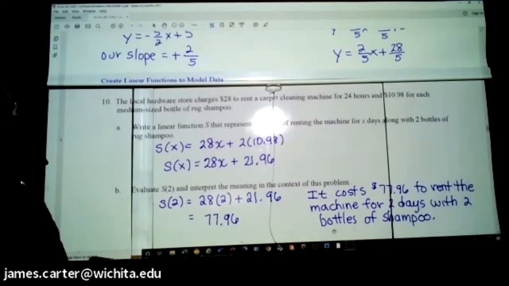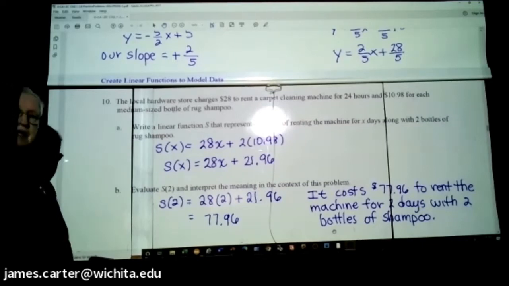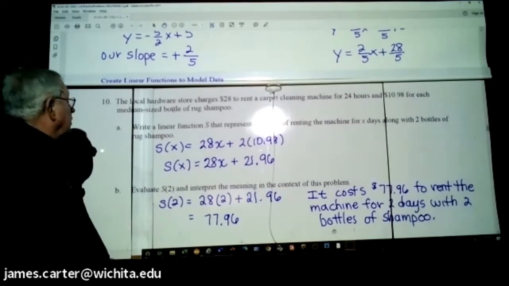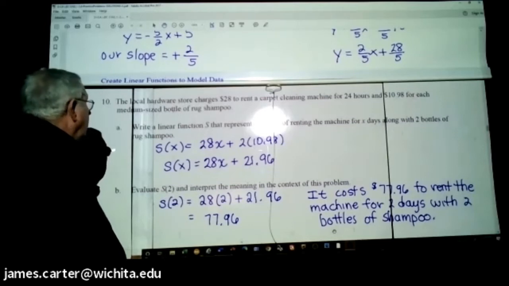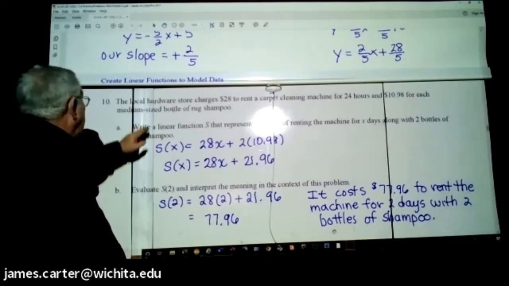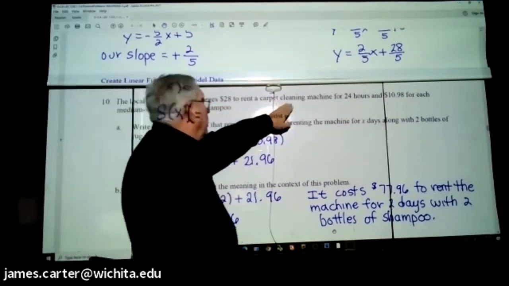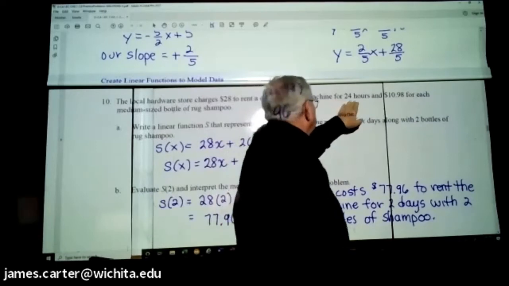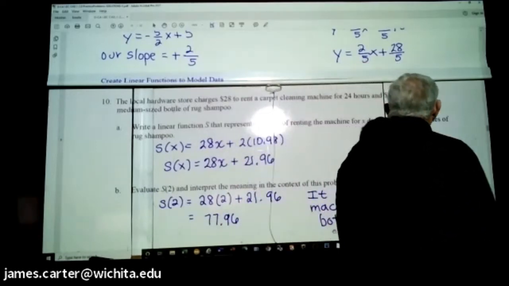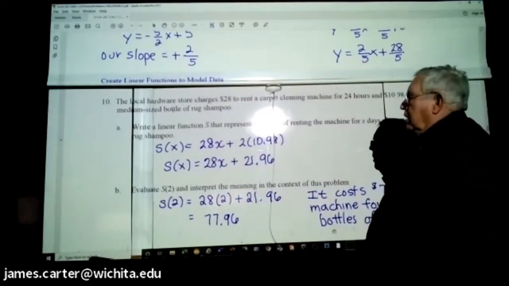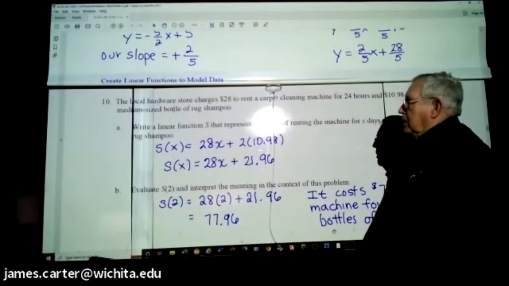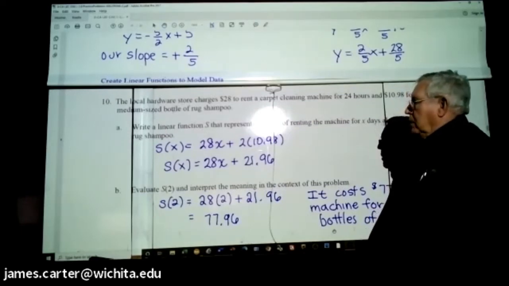Okay, this is a modeling problem. There will not be any of these modeling problems on my test Monday. But I want to go over it again with one example. Hardware store charges $28 to rent a carpet cleaning machine for 24 hours, $10.98 for each medium-sized bottle of shampoo.